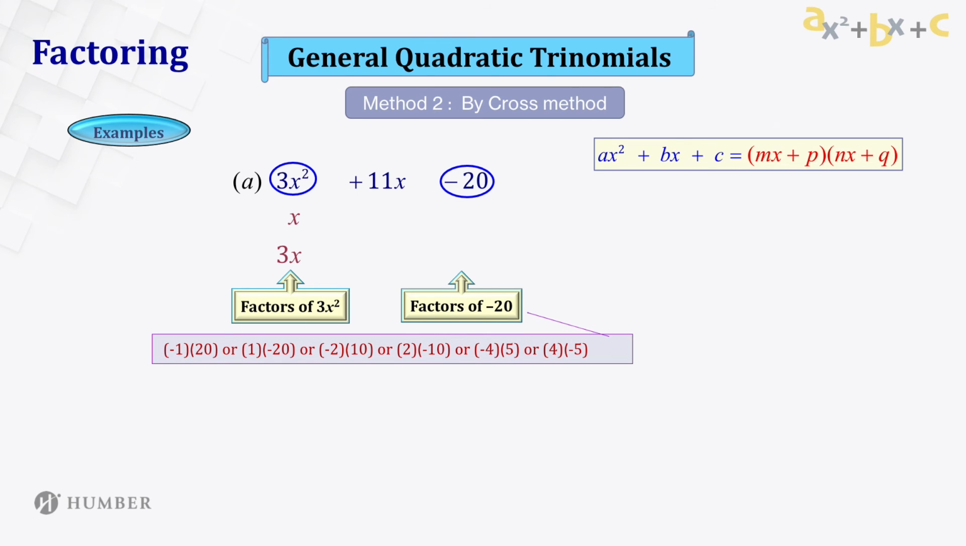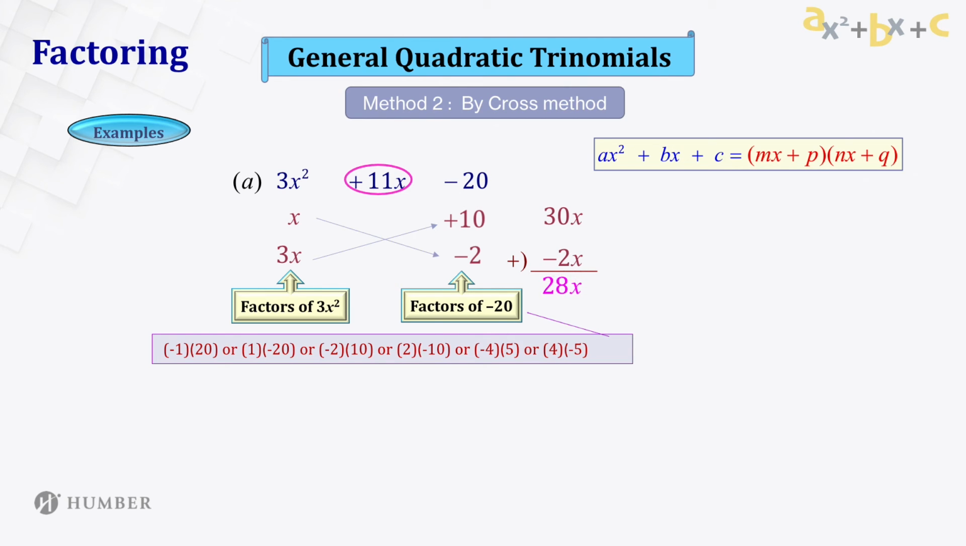Since the 1 and 20 combination gives us a big difference, we first try negative 2 and 10. Then we cross multiply to get negative 6x and 10x. The sum of those must be positive 11x in the middle term. However, we get 4x with this combination instead of 11x. Next, let's try switching the order of factors. Unfortunately, we get the sum of 28x this time.